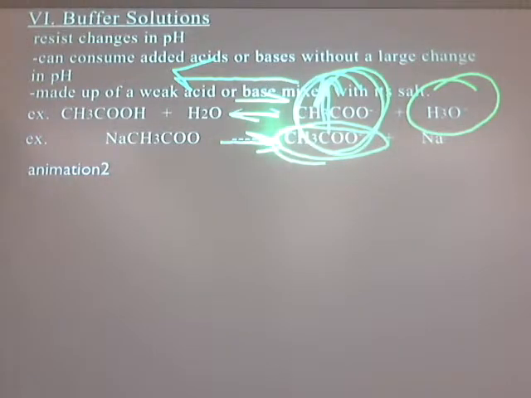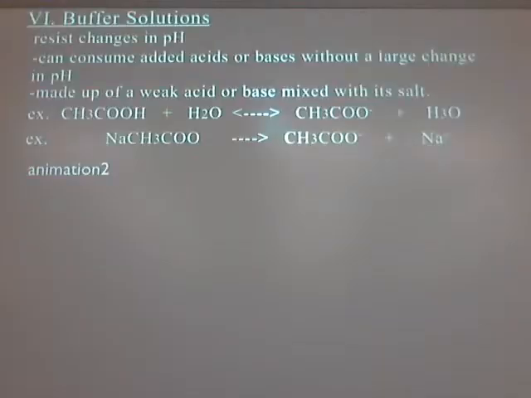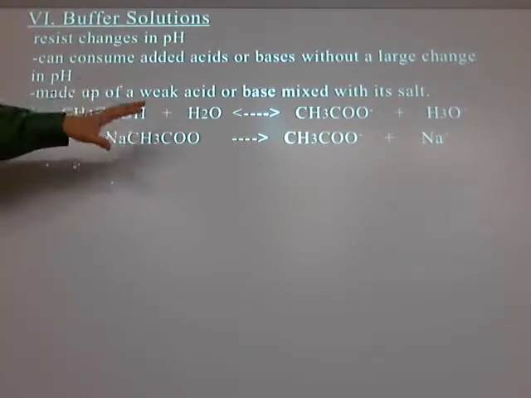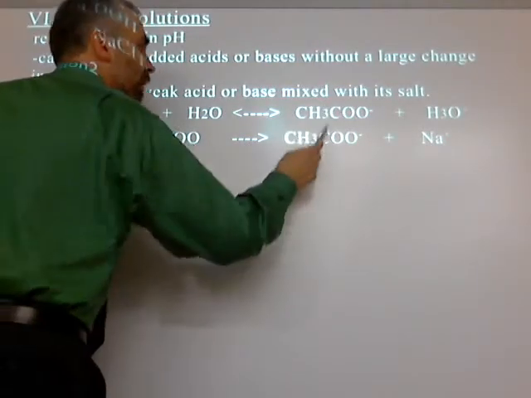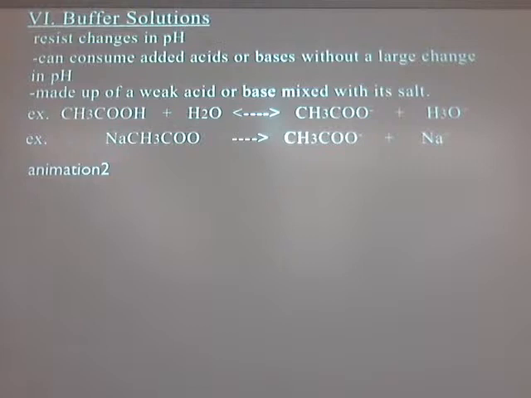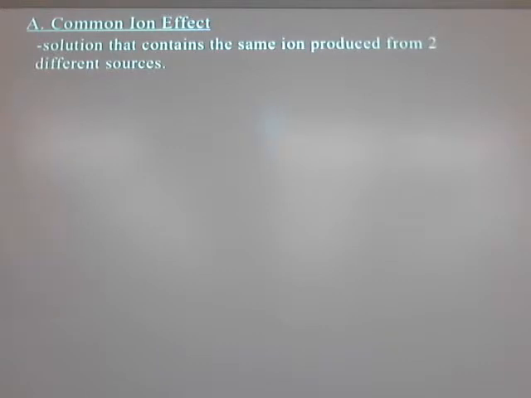All right. Now it's time to see that mathematically. But before I do, I want to explain what I just said. This is called the common ion effect. I want to show you that with a little bit of notes too, a couple of quick sentences. It's called the common ion effect. Basically, it's a solution that contains the same ion produced from two different sources.